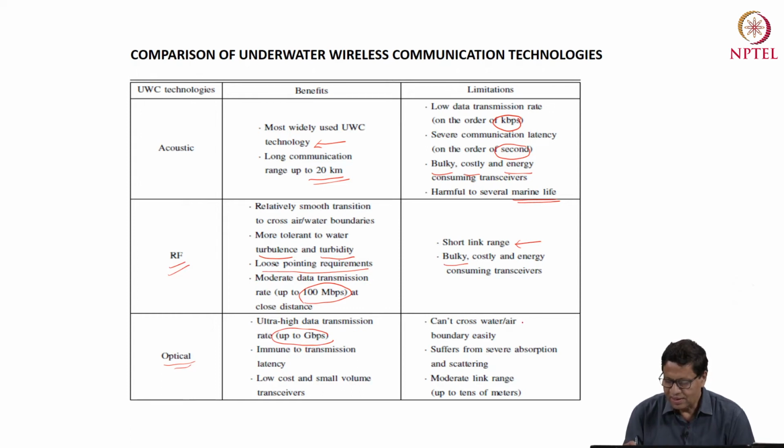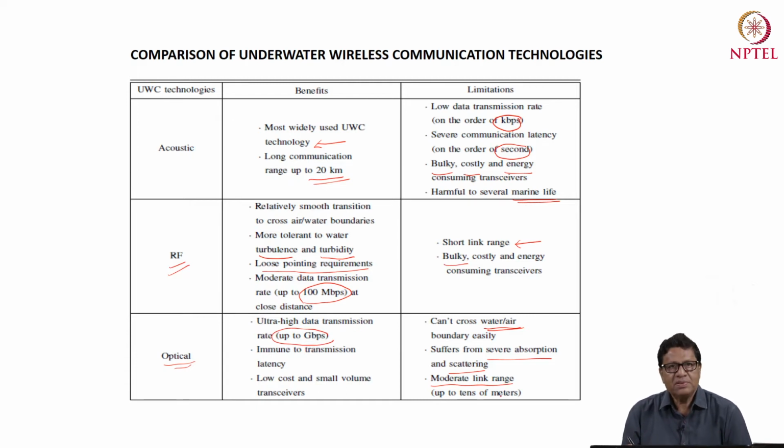The limitations are that they cannot cross the water-air boundary. So the communication has to be with some structure on the surface, could be a buoy or some submarine, and then from there you communicate to the outside network. So they cannot cross the water-air boundary. Optical waves suffer severe absorption and scattering loss inside the water that we will discuss in detail subsequently. And it gives a moderate link range of the order of few tenths of meter or about 100 meters or 150 meters. So that is the kind of distance you achieve.